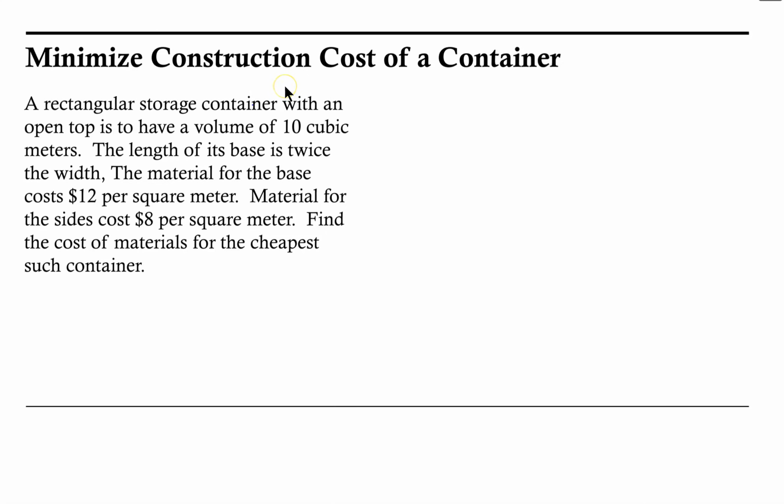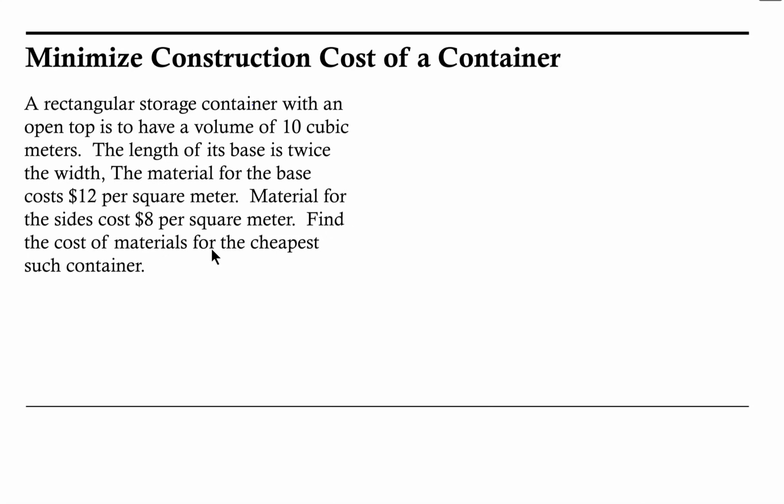Welcome! Let's take a look at minimizing the construction costs for a container. A rectangular storage container with an open top is to have a volume of 10 cubic meters. The length of its base is twice the width, and the material for the base costs $12 per square meter. The material for the sides costs $8 per square meter. Find the cost of materials for the cheapest such container.